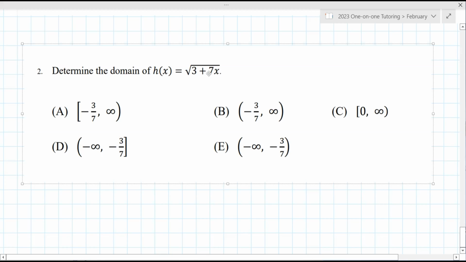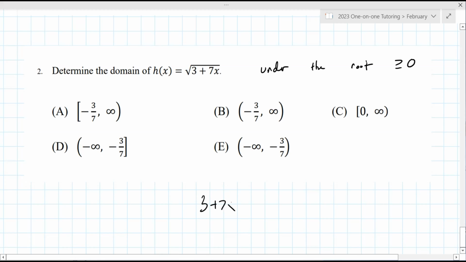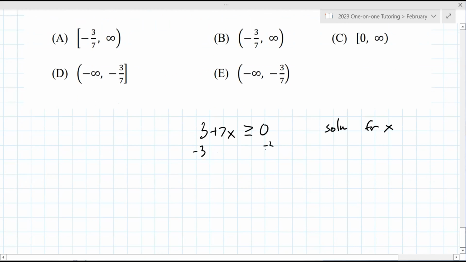So next thing here is you cannot take the square root of a negative number. So the part under the root, you set the part under the root greater than or equal to 0. So you literally set 3 plus 7x greater than or equal to 0, and you solve for x. Okay, so you subtract 3, 7x greater than or equal to -3, divide by 7, divide by 7. So x has to be greater than or equal to -3/7. And none of the answers have that form.